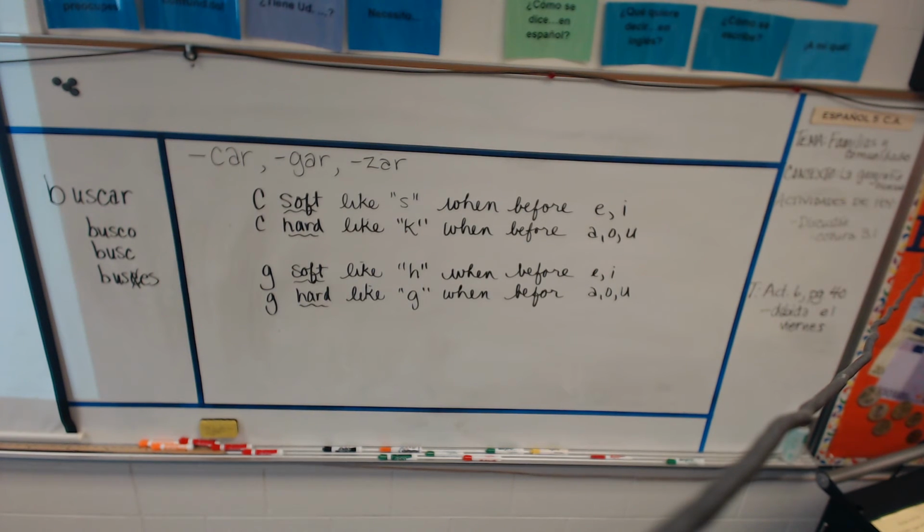Elena, don't eat so much. How many words do you need? 4. What's the first one? Elena. No, and then the other 3. No comas tanto. I hit the button. I didn't mean to. Elena, no comas tanto. Don't eat so much.